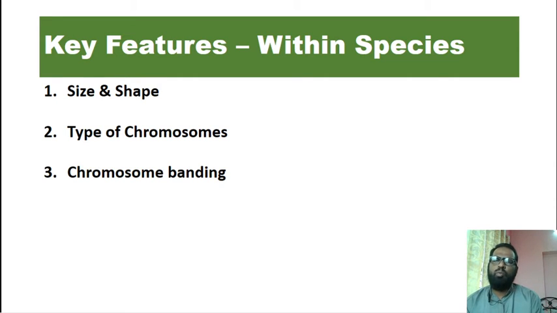Then we have to see the chromosome banding. What is chromosome banding? By using certain staining techniques, we can produce certain discrete bands on the chromosomes, and these bands are called chromosome banding. There are different types of banding techniques available.